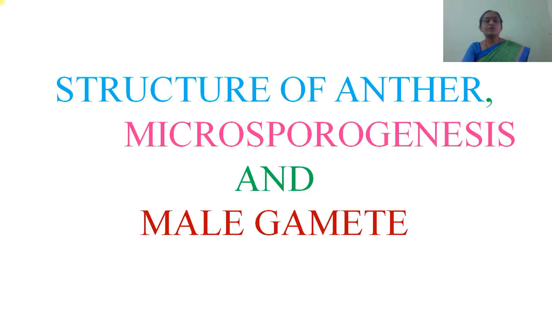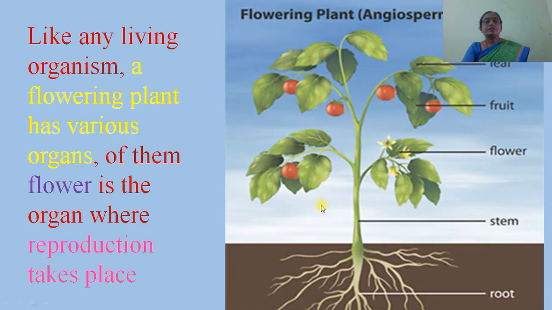Now in this topic we are going to discuss structure of anther, microsporogenesis and male gamete. This is the first topic of unit 1. Like any organism, a flowering plant has various organs. Of them, flower is the organ where reproduction takes place. This is the diagram of a flowering plant, an angiosperm, and these are roots, stem, leaf, then flower and fruit. These are the organs of this plant.